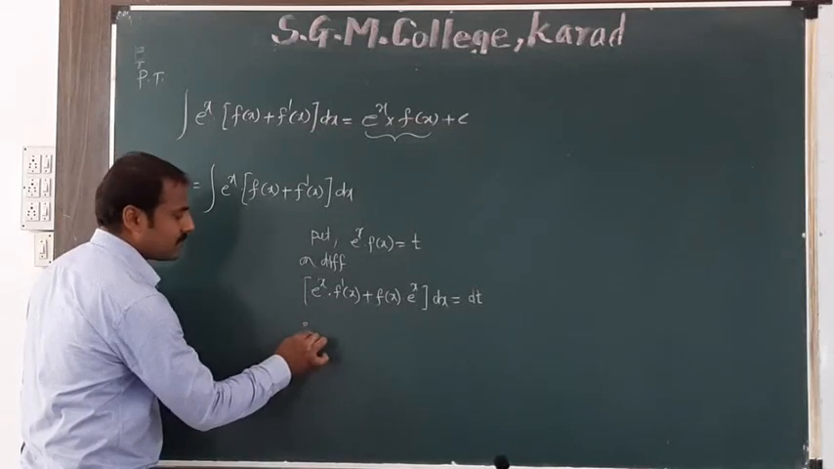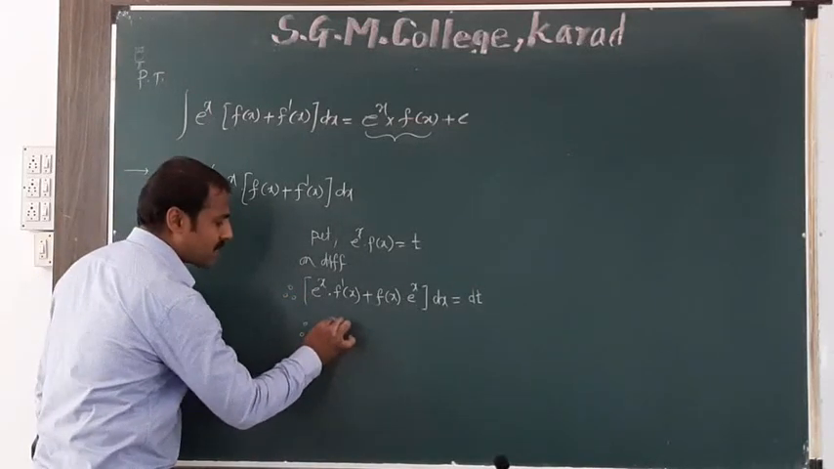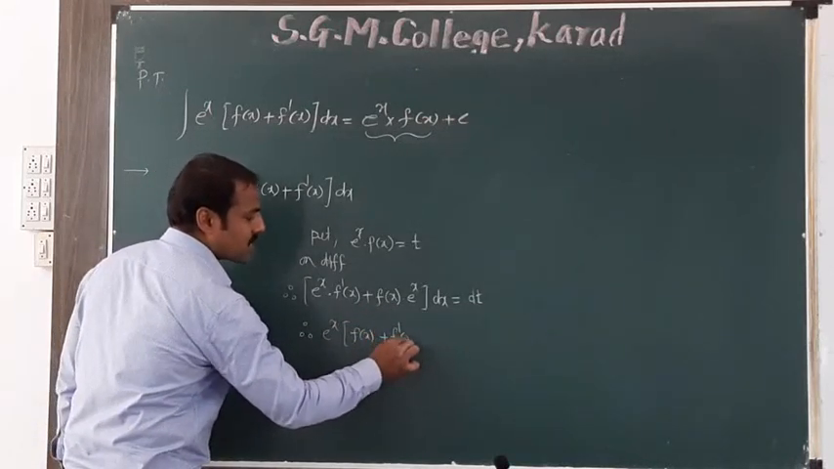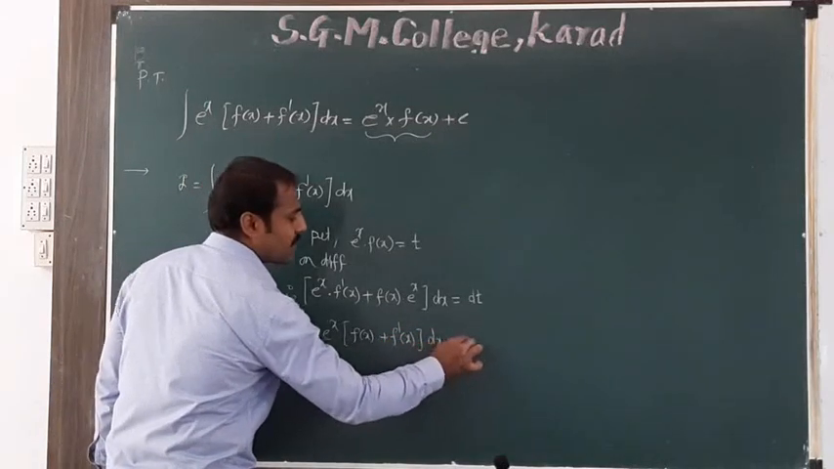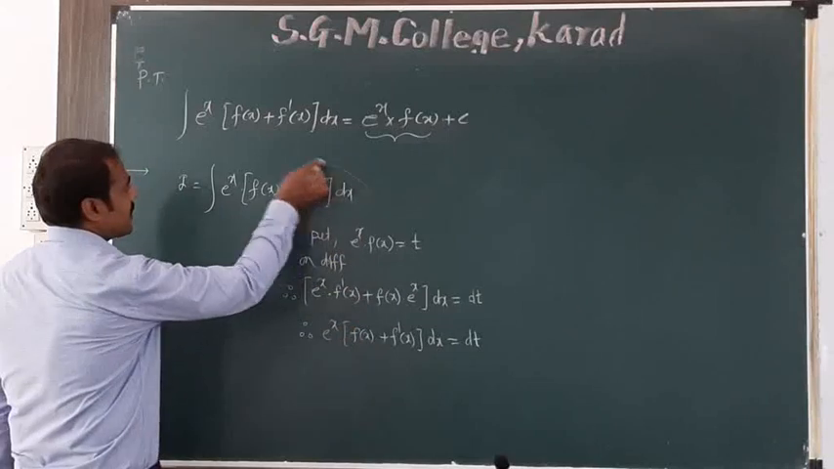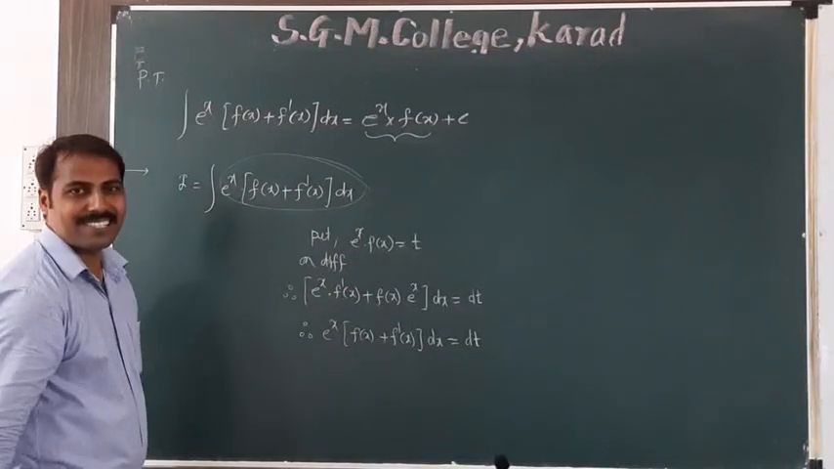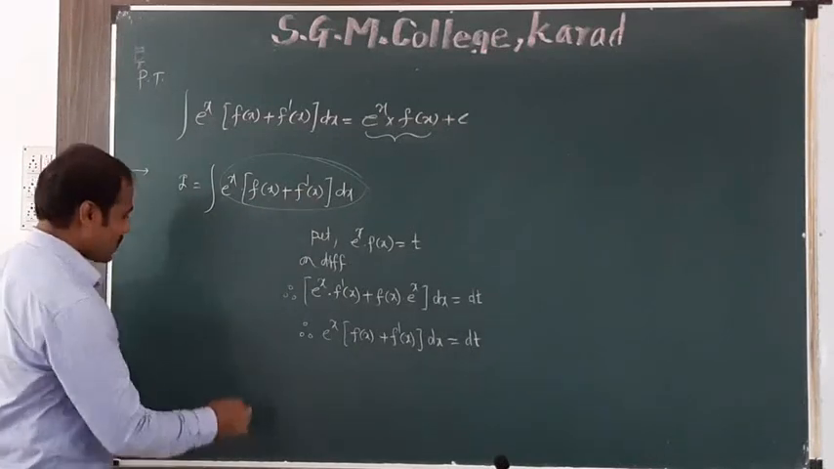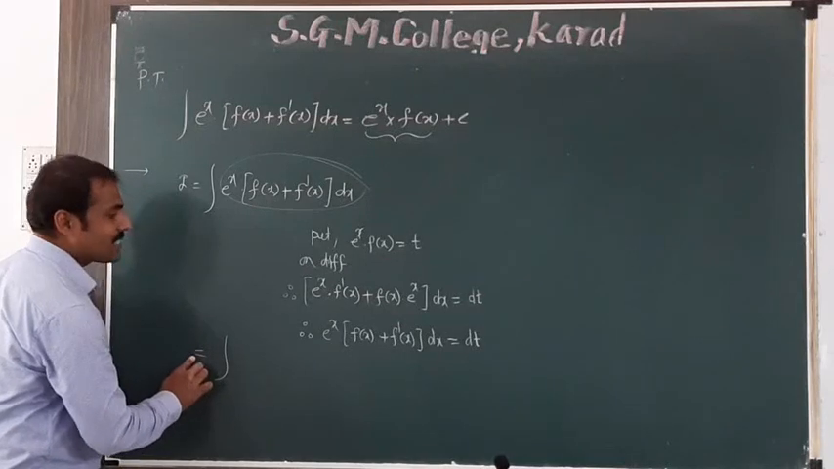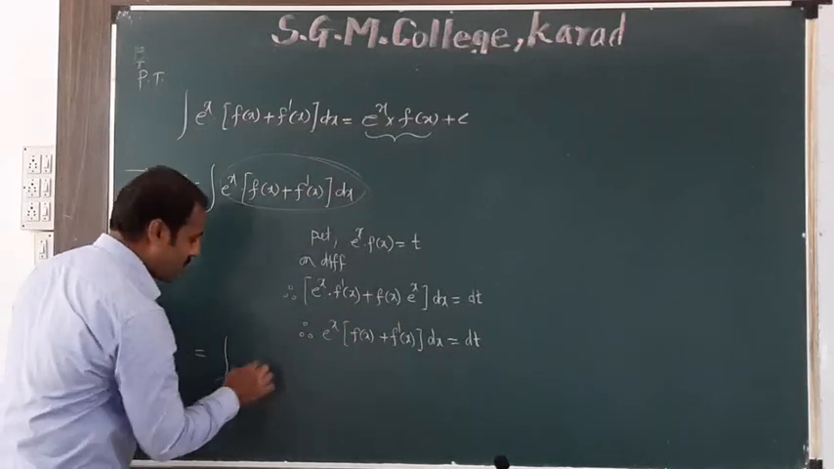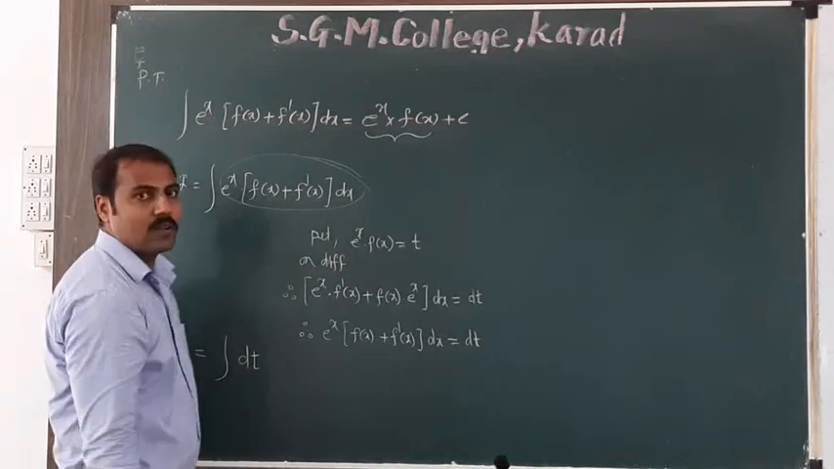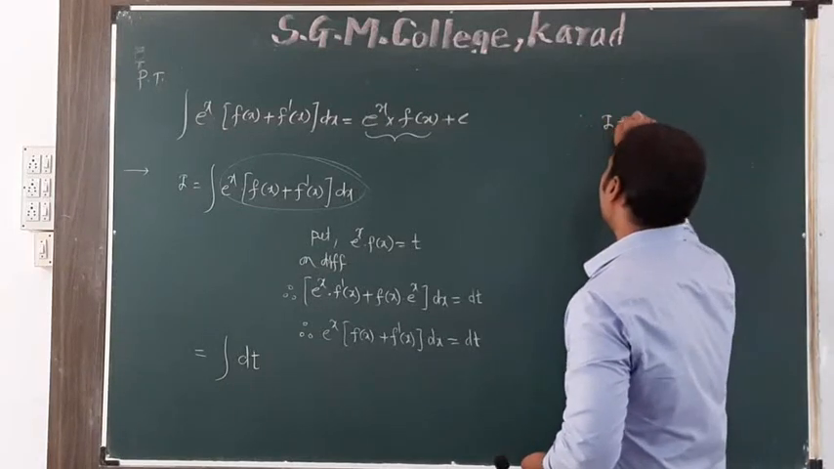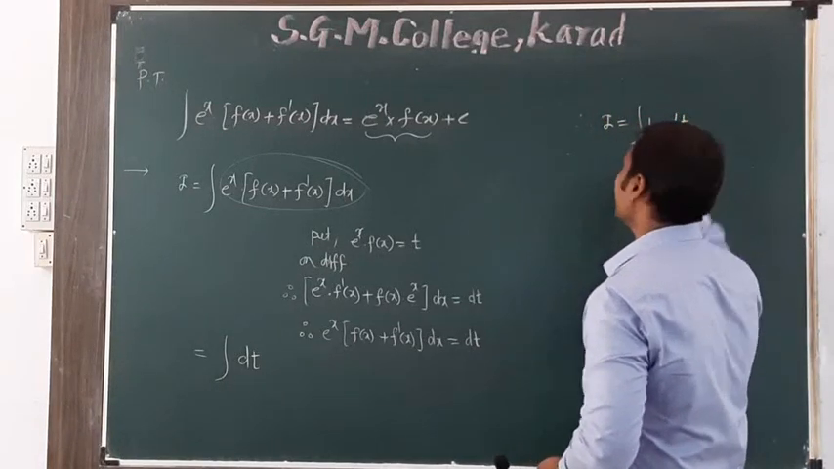Taking e raised to x common, we write f of x first, plus the second term f dash of x dx. Instead of that term we can write dt, and here is that term: e raised to x into f of x plus f dash of x dx. So the integration becomes I is equal to the integration of dt.